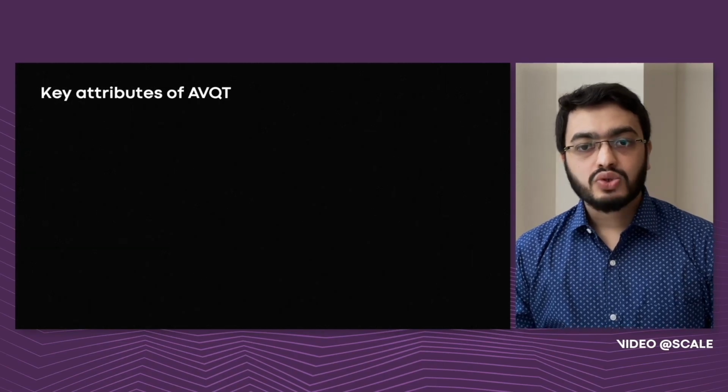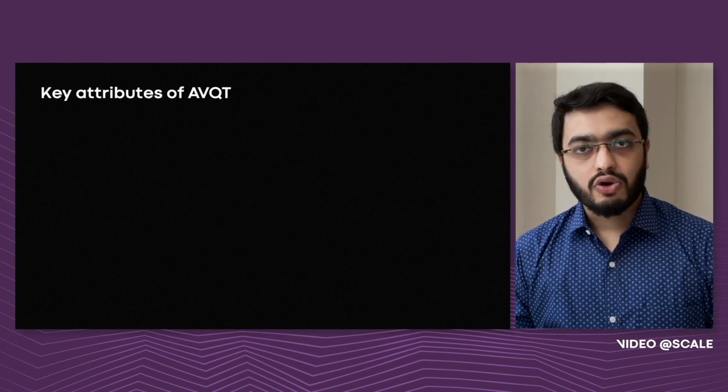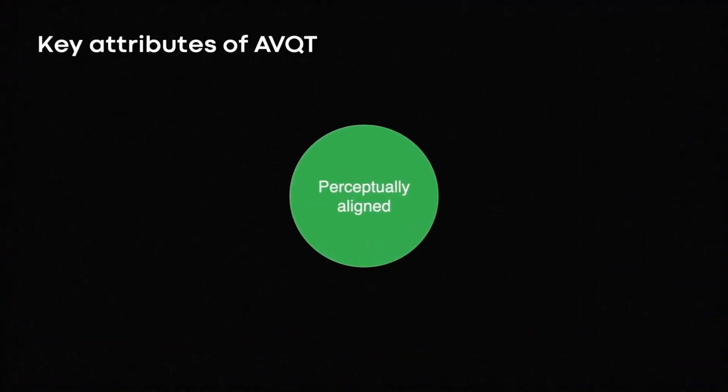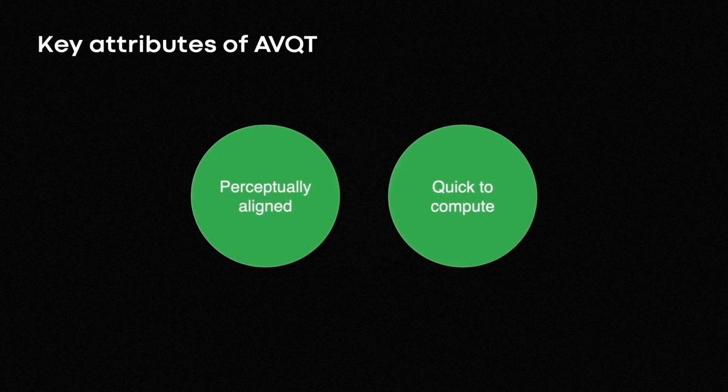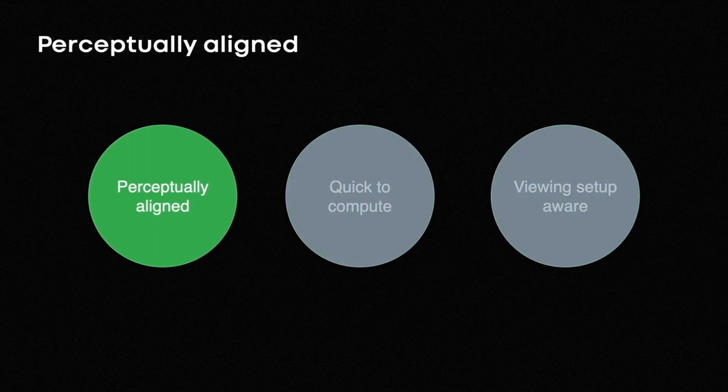Next, we want to discuss 3 key attributes of AVQT that make it very useful across applications. First, we will see how well AVQT aligns with human perception. Then we will talk about AVQT's computational speed. And finally, we will show why viewing setup awareness is important when predicting video quality. Let's get into details for each of these.